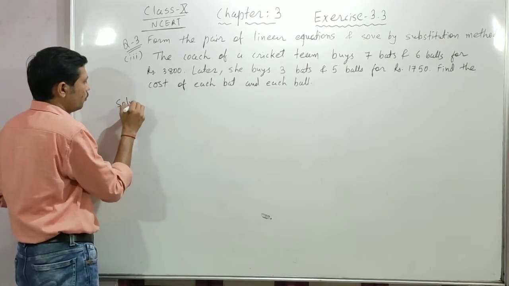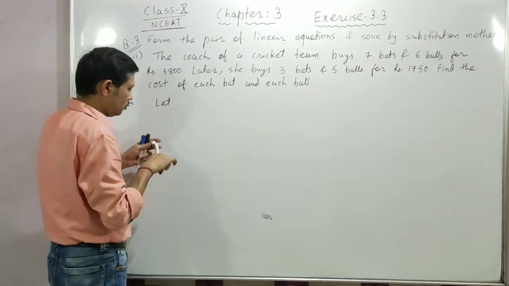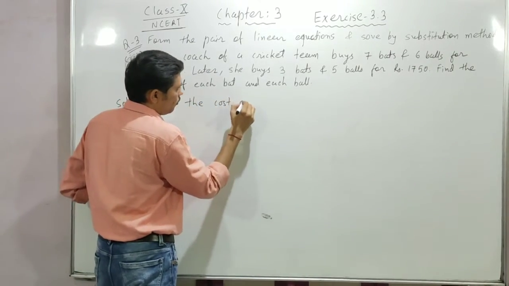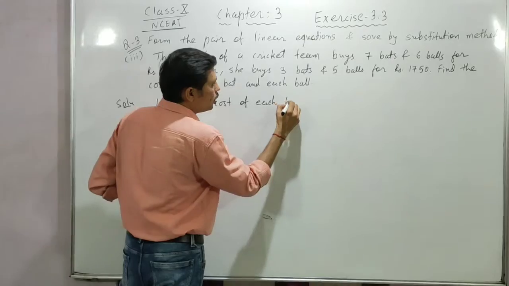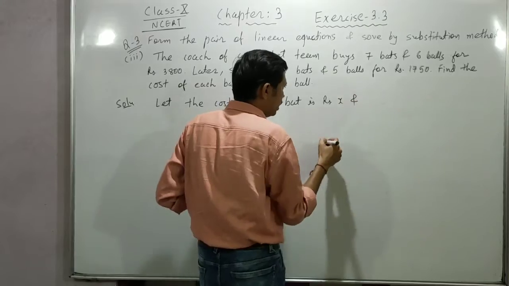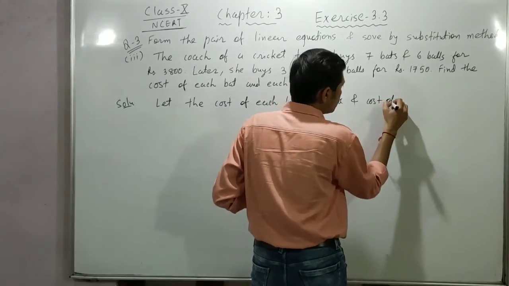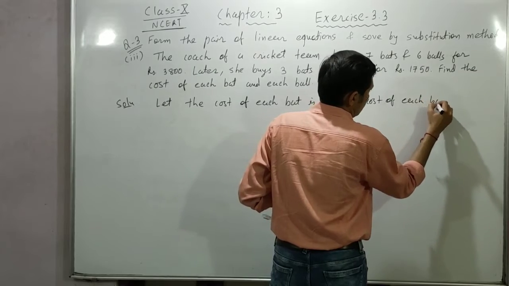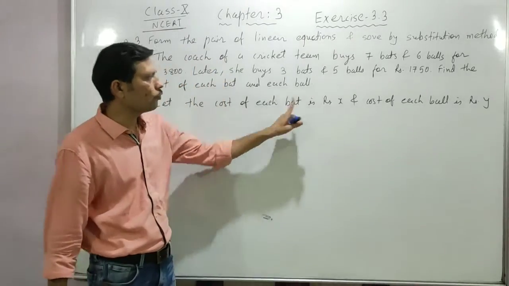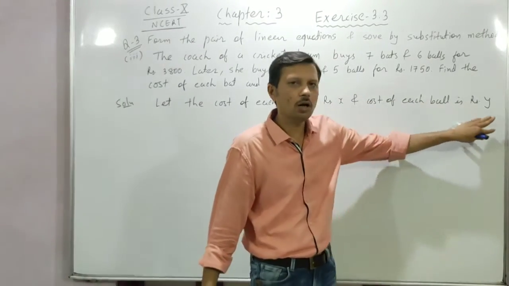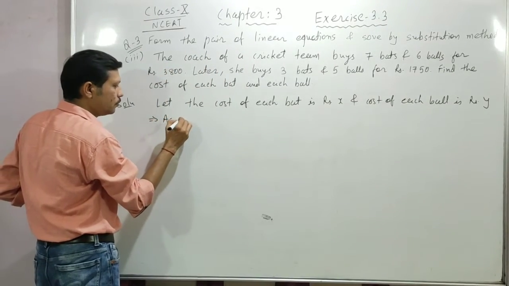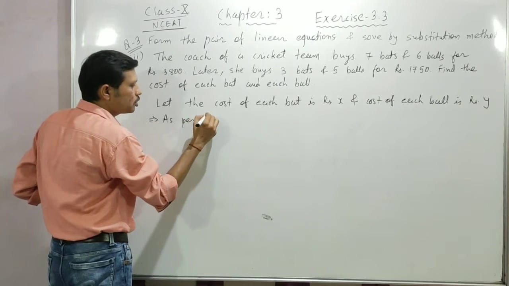Let the cost of each bat be rupees x and the cost of each ball be rupees y. Cost of one bat is x rupees, cost of one ball is y rupees. Now we discuss both the situations one by one, as per the first condition.